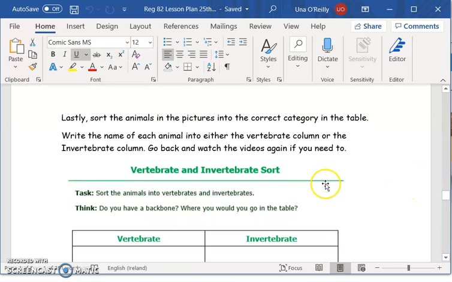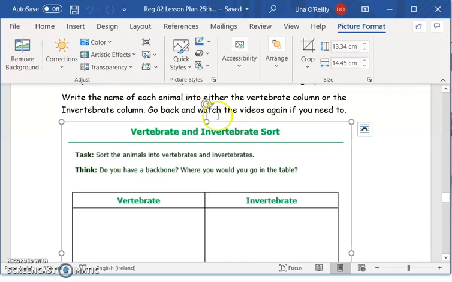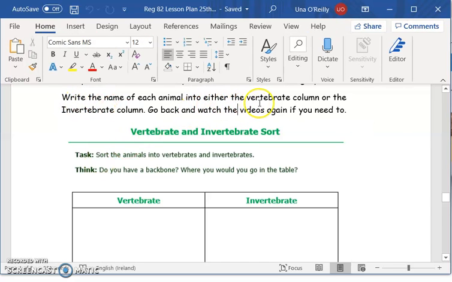And then the last thing for this week, I want you to sort the animals in the pictures into the correct category in the table. So your table is here: vertebrate and invertebrate sort. I'll show you the picture of all the animals in a minute. Write the name of each animal into either the vertebrate column or the invertebrate column. And if you need to, go back and watch the videos again.